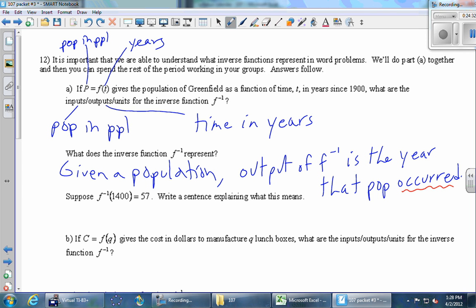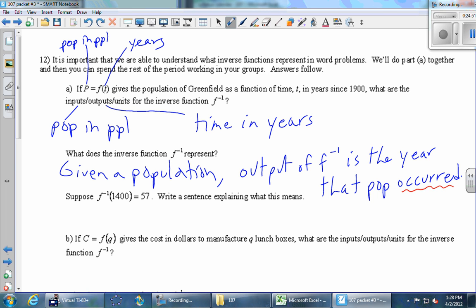Yeah, this is a good point. So first let's talk about that. Given a population, the output is the year, right? Now for f inverse to be a function, I guess we're assuming that we never had the same population in two different years. Is that true here in Greenfield?